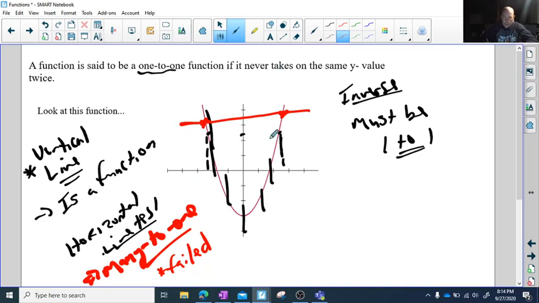So this would be an example of a function where I could not come up with one single rule that would get every point, every y value turned back into a particular x value, because there's more than one x for given y's.